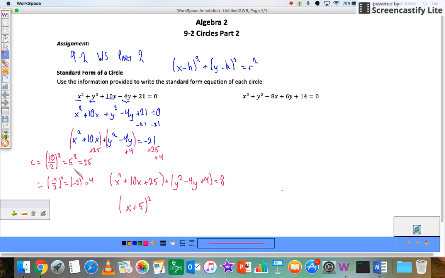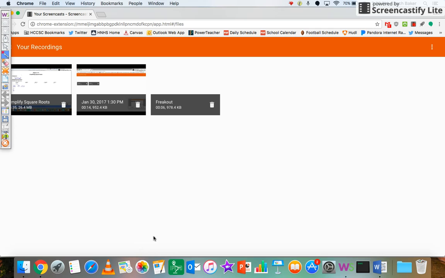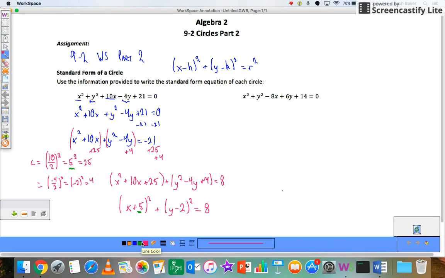Now that plus 5 comes from, here, let's get a different color so we can see that a little better. This number right here and this number are going to be the exact same. And it's going to be the same concept with the y. It's going to be y minus 2 squared. And again, where does that minus 2 come from? This minus 2 is the same thing as this minus 2.